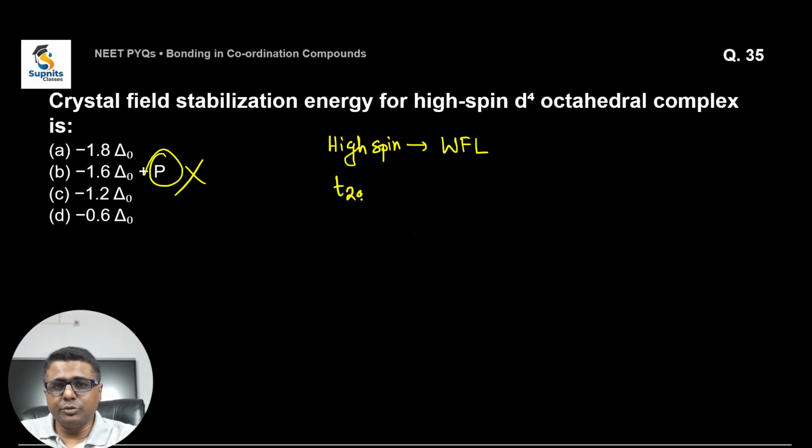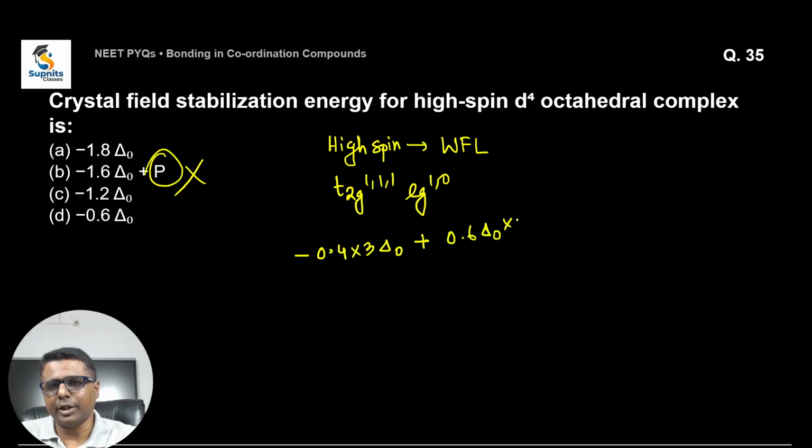See, here it should be T2G 1,1,1, EG 1,0. So here it will be 0.4 into 3 delta plus 0.6 delta into 1, because there is only one electron, and pairing energy is nothing, so the calculation ends there. Minus 1.2 plus 0.6, so this will be minus 0.6 delta, so this will be option D.